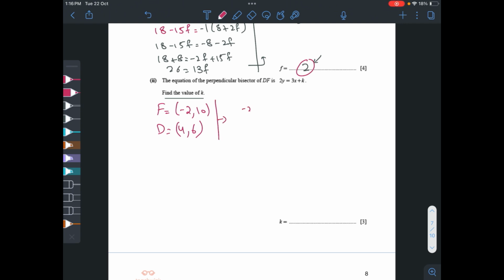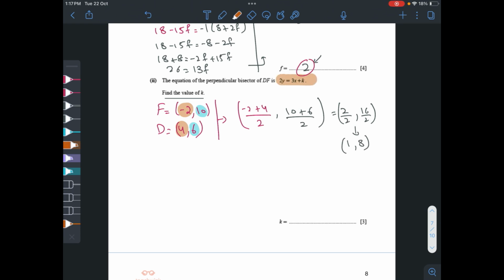So I do negative 2 plus 4 divided by 2 to find the value of x. Then I do 10 plus 6 over 2, because I'm finding the value of y. When I do this, it becomes 2 over 2, comma 16 over 2, which gives me the point 1 and 8. 1 and 8 is a point that lies on this line, because the midpoint of DF is this, and the midpoint of the perpendicular bisector is also going to be 1 and 8.